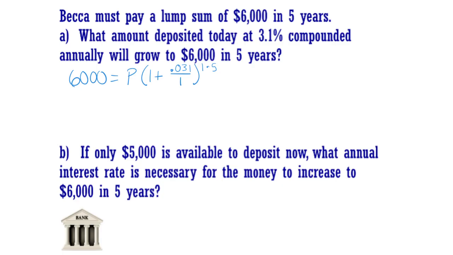So in my calculator, I'm going to go ahead and compute this part over here first, and then I'll end up dividing by it. So this is fancier than it needs to be. This 1 doesn't really need to be there. I don't even need to do this in my calculator because I know what 1 plus 0.031 is. It's just 1.031. So I'm going to take 1.031 and raise it to the 5th power. And then I'm going to take 6,000 and divide by that.